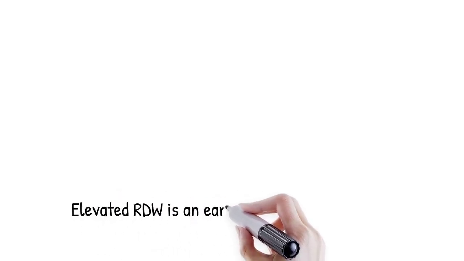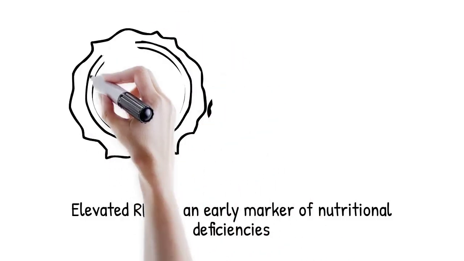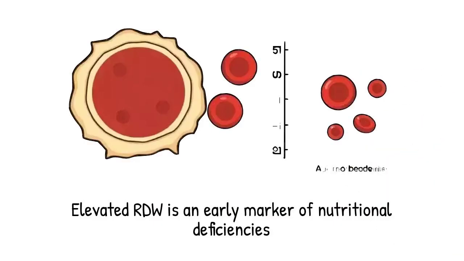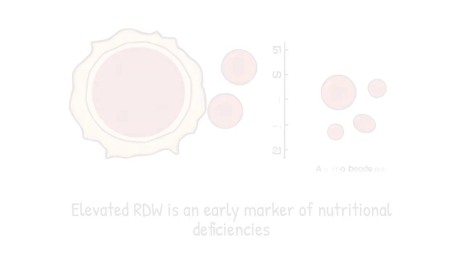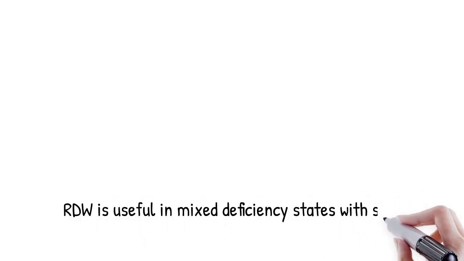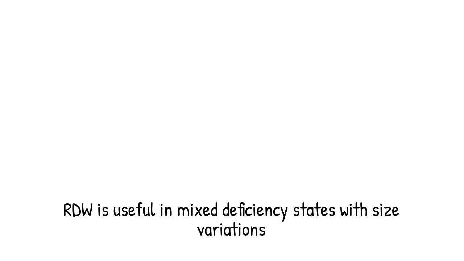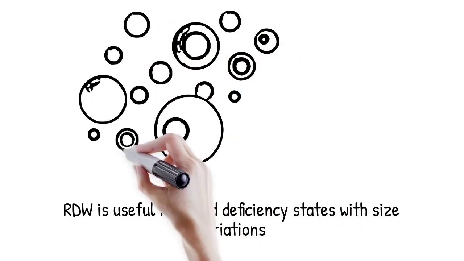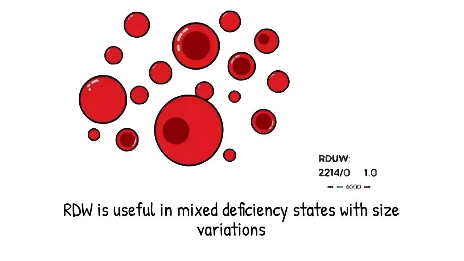An elevated RDW is an early and sensitive marker of nutritional deficiencies. It rises before other parameters become obviously abnormal. In iron deficiency anemia, for example, the RDW often becomes elevated early in the disease course as the marrow begins producing smaller, iron-poor cells alongside the residual normal cells. It is also a useful signal in mixed deficiency states, for instance, combined iron and B12 deficiency, where you may have both microcytes and macrocytes in the same sample, producing a wide distribution width, even when the MCV looks deceptively normal.